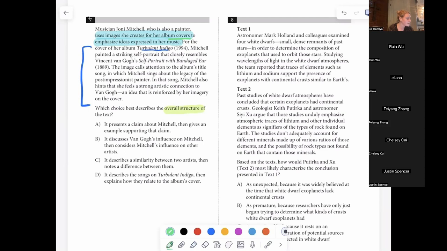So what we want here is that it presents the claim, i.e. that she uses images for her album covers to express the ideas, and then gives an example. I think quite a lot of you were saying D, but it doesn't describe that. The claim about Joni Mitchell comes first. It's not describing the songs and then how they relate to the album's cover. It's saying that Joni Mitchell does this, and then it's using the example of that album to support the claim that's made in a topic sentence.